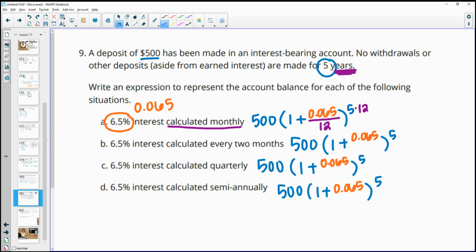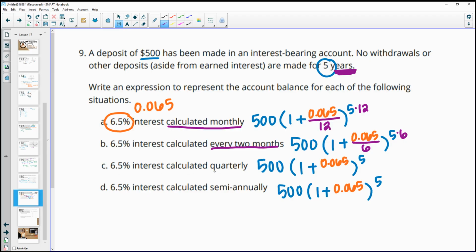So in part B, the interest is being calculated every 2 months. Well, that means that this is going to be happening 6 times in the year because there are 12 months in a year. So every 2 months we're giving out the interest. So then that's going to multiply this to give us 6 times 5. So 6 times per year for 5 years.